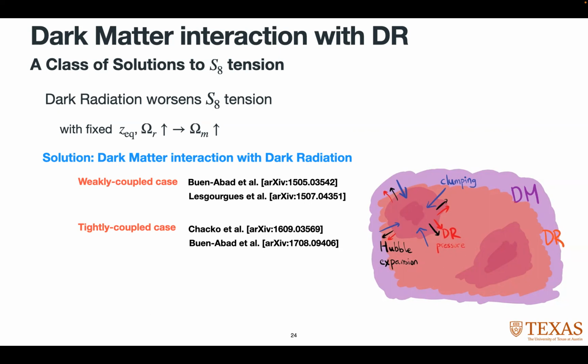And of course, there are two types of dark matter and dark radiation interaction. The first one is the weakly coupled case, and the other one is the tightly coupled case. In this work, we focus on the tightly coupled case because there are more interesting features because of the interaction between dark matter and dark radiation.